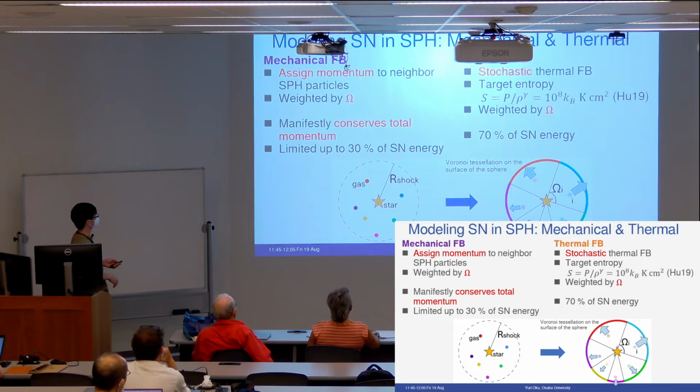So here I summarize how I implement the models in our code. For mechanical kinetic feedback, we assign momentum to neighbor particles. In SPH, there are a star and surrounding gas particles. So I use a Voronoi tessellation on the surface of the sphere and assign momentum to each particle, weighted by this solid angle omega. And as I explained, thermal feedback is a stochastic model.